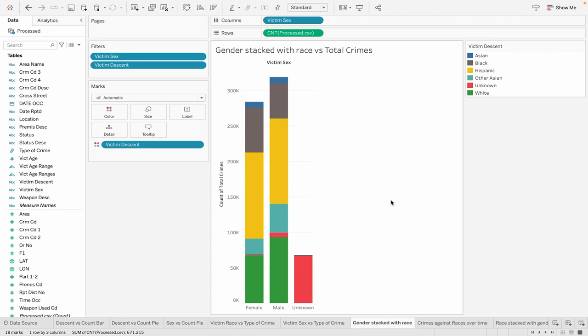For the final visualization, we can see that there are a fairly similar number of Hispanic male and Hispanic female victims. However, there is another interesting fact here: there are more white male victims than white female victims, and contrarily, there are more female black victims as compared to male black victims.